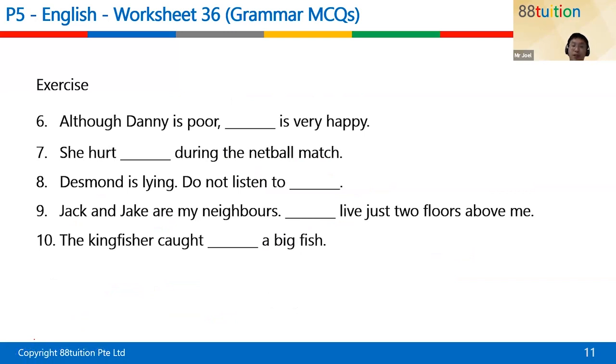Wow, Sarah is already on question 7. Jai, this is question 7, not 1. Yes. Okay, correct. So, although Danny is poor, he is very happy, right? He is very happy. Number 7, she heard what during the netball match?